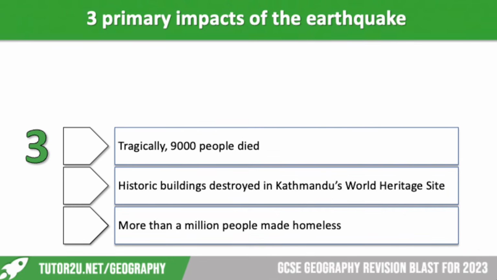3 primary impacts of the earthquake. So we had a death toll of 9,000 people. It's quite a large death toll for an earthquake. Lots of historic buildings were destroyed in the World Heritage Site in Kathmandu, and more than 1 million people were made homeless.